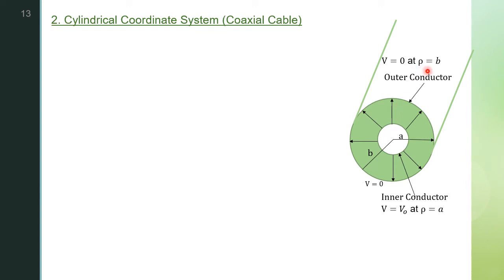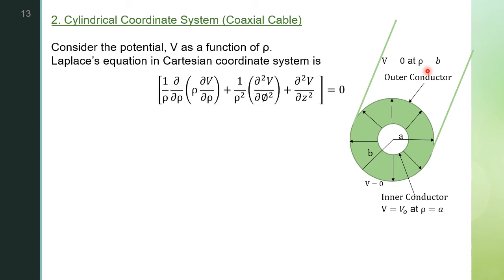The Laplace equation in cylindrical coordinate system is given by this equation: 1 by rho ∂/∂rho of (rho ∂V/∂rho) plus 1 by rho square ∂²V/∂phi² plus ∂²V/∂z² equal to 0. Now when you consider this case, the potential is only a function of rho. So the second and third term turn out to be 0.